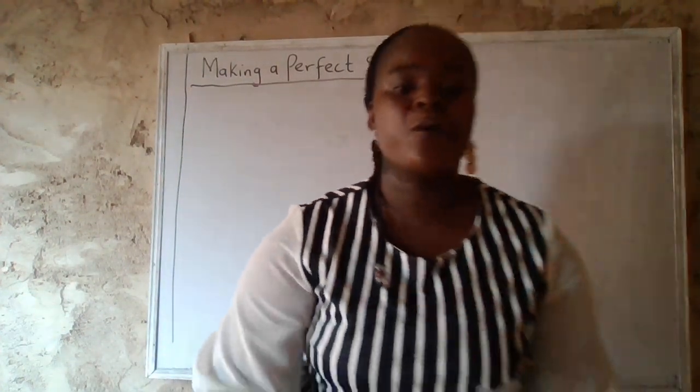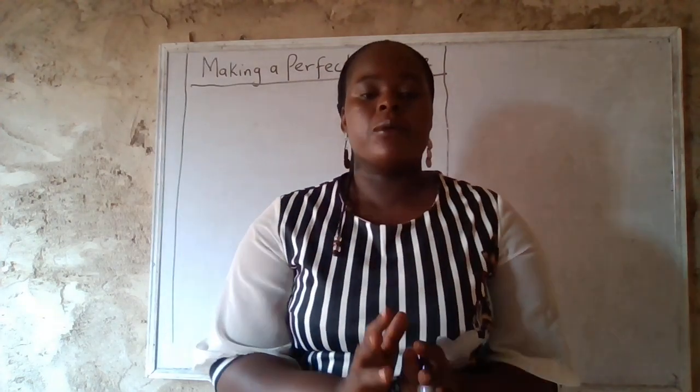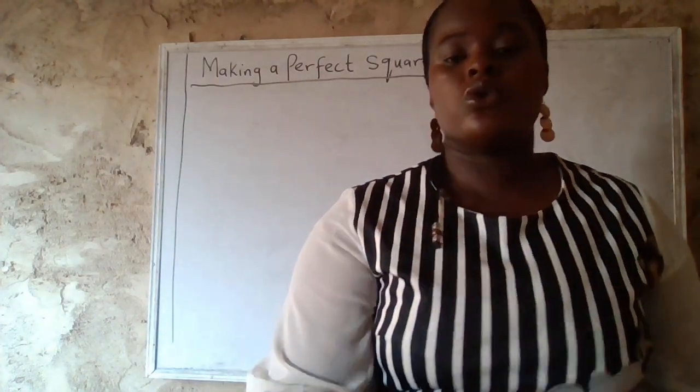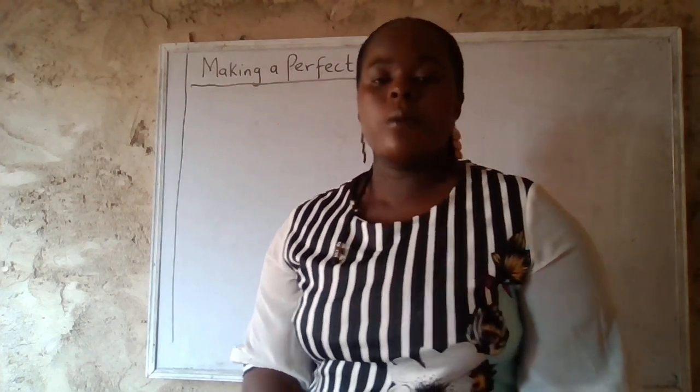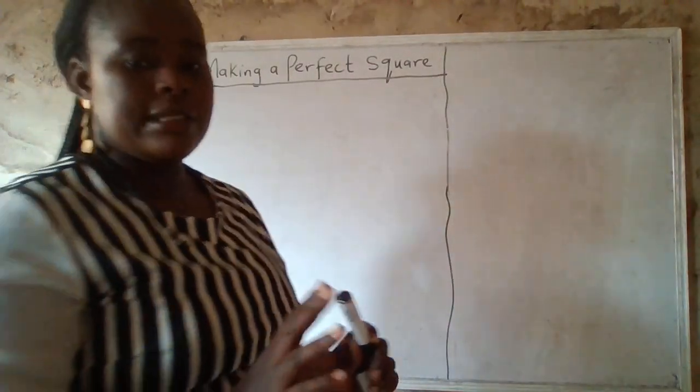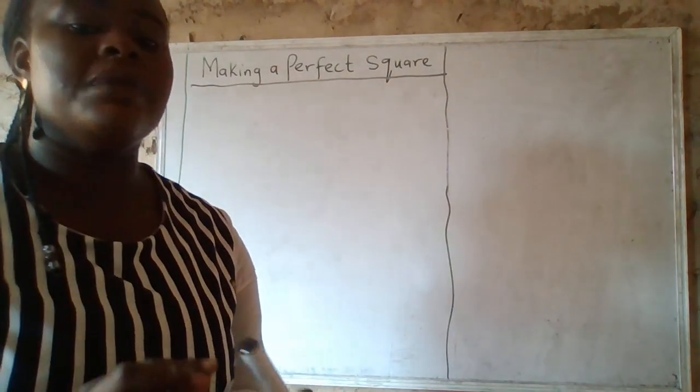Today we want to see how we can turn a quadratic expression to a perfect square. So let's go on to see the few steps that we need to take to make it happen.